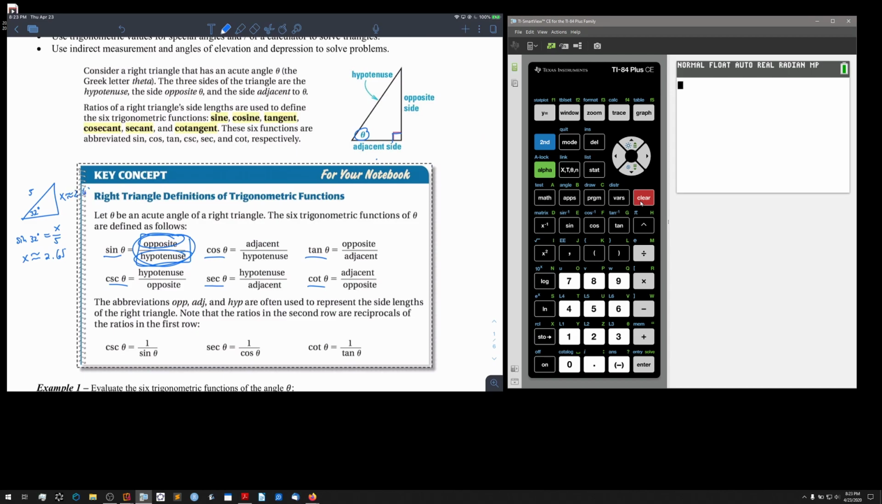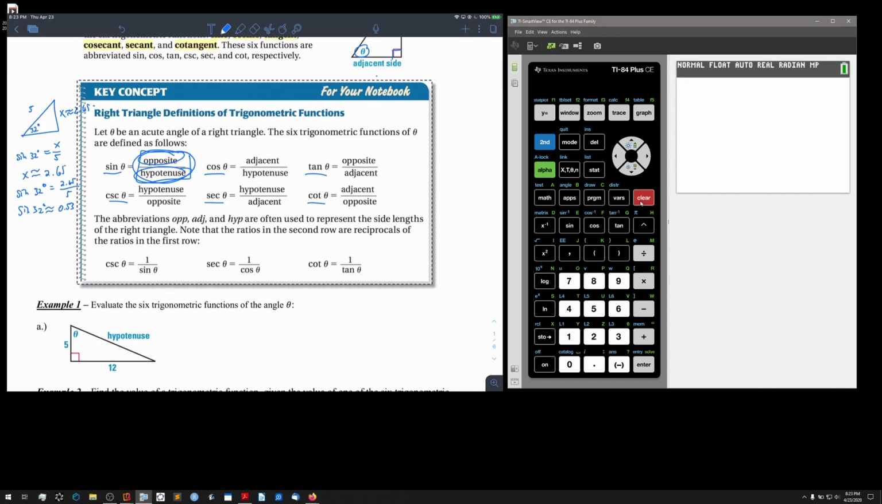X is approximately 2.65. And so what that means is the sine of 32 degrees is 2.65 over 5, which is approximately 0.53. And if I go to another triangle that looks fairly different, it's still a right triangle, still has this angle, 32 degrees, which makes it a similar triangle with this one, but it's a bigger triangle. Let's say this side length is 10.